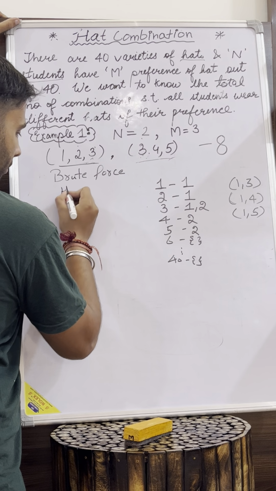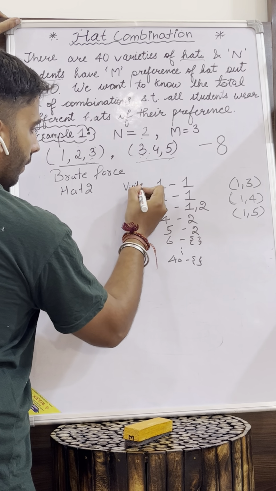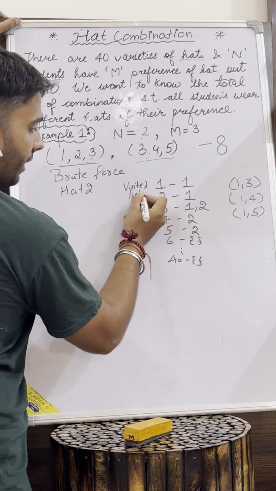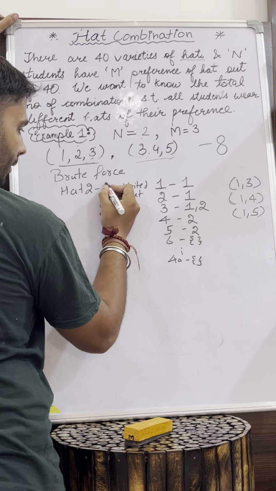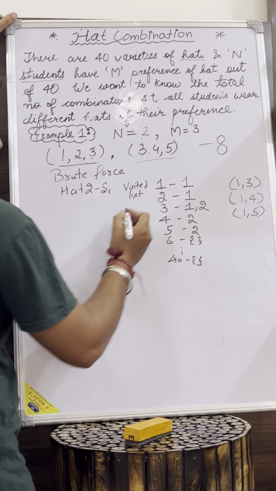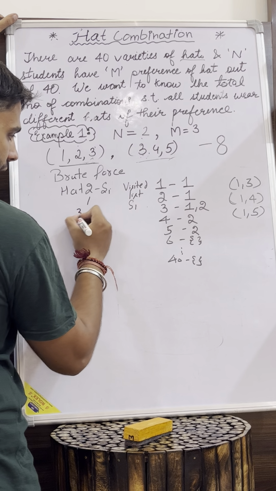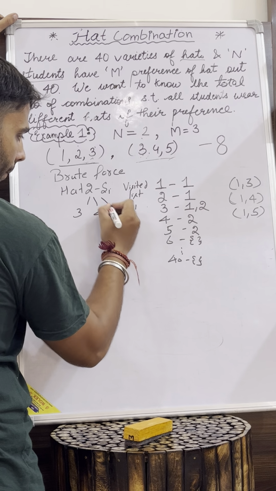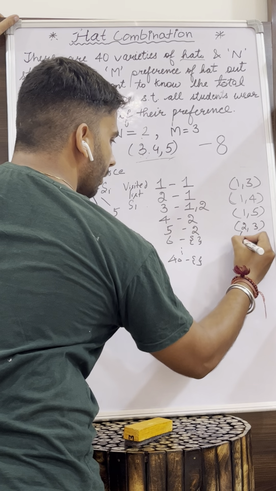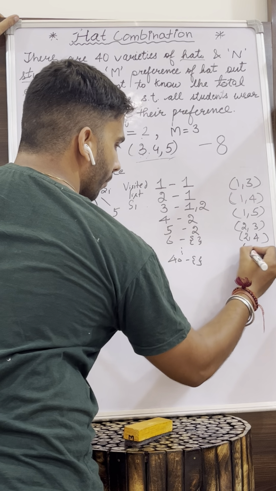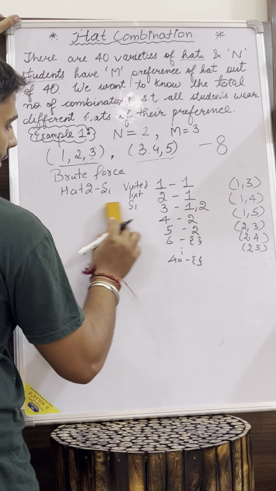Now we are at hat number 2. Again we create a visited list, which basically tells us what is done right now. At hat 2, S1 is done. From here, similarly, we get 3, 4 and 5. So from 2, the answers are 2-3, 2-4 and 2-5, similar to what we did earlier.